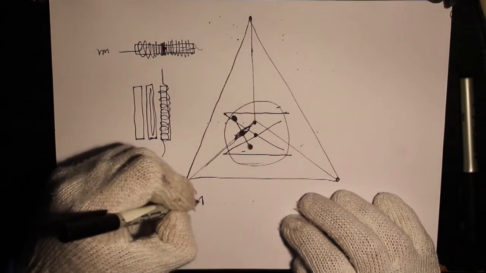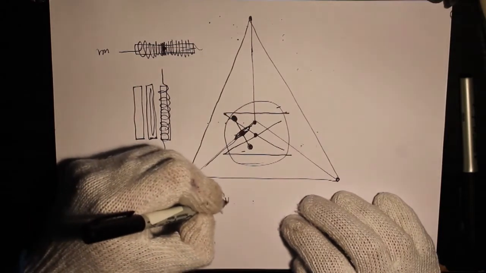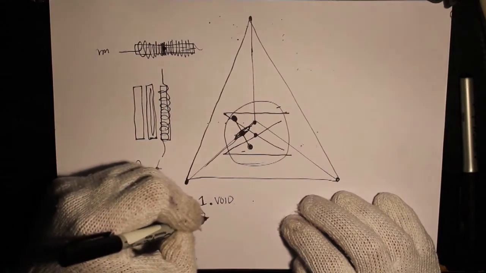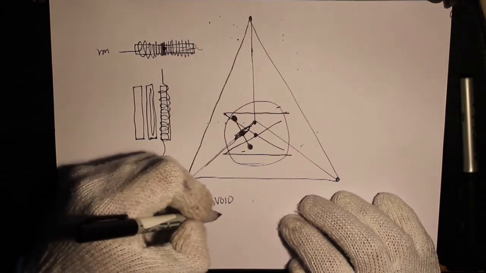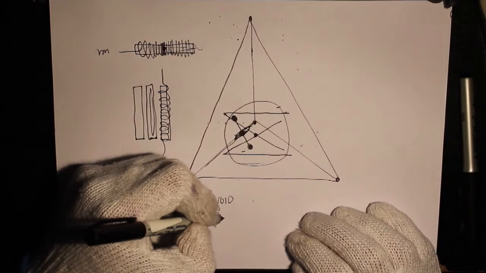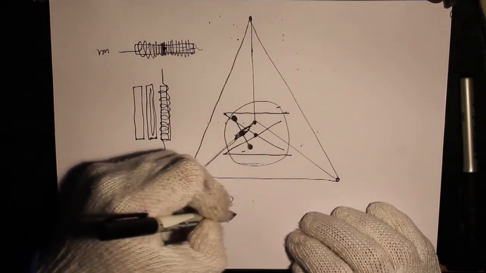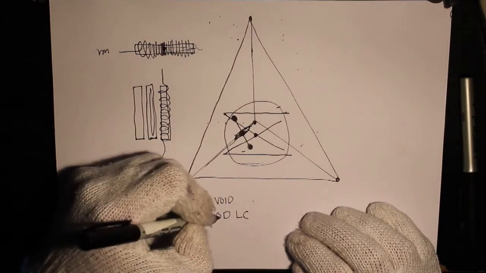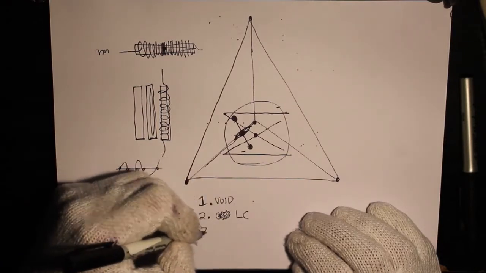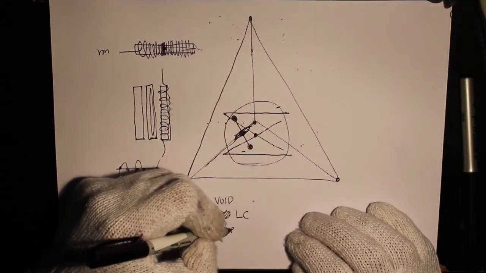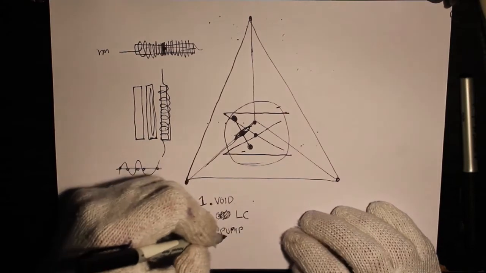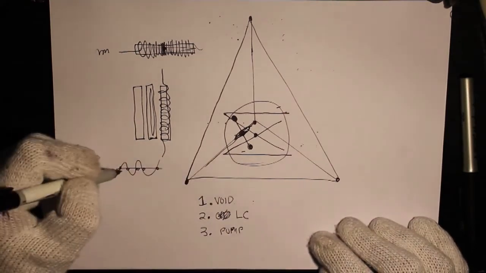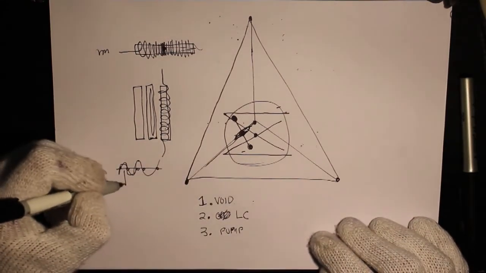One, they set up the void. These are just the magnets. Two, they're tuned so that they can oscillate in the oscillatory circuit. And three, they act as a pump to let, by oscillatory action, let energy leak.